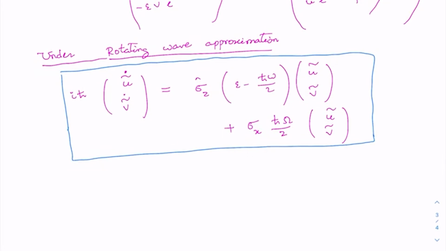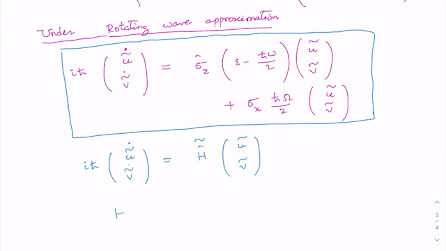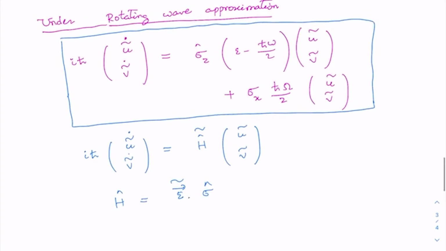Now immediately you see that I can write this in a compact form like this: i h cross u tilde v tilde dot, and I have a new Hamiltonian now in this new variable u tilde and v tilde, or in this rotating frame, where H I can express as epsilon tilde dot sigma. I will explain it: if you look at this epsilon tilde vector, it has components like this.